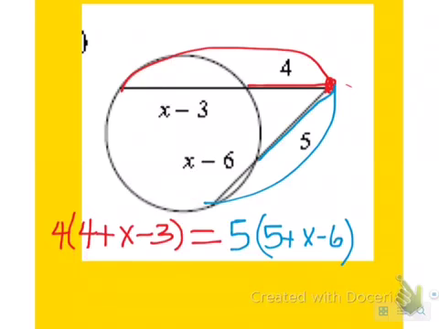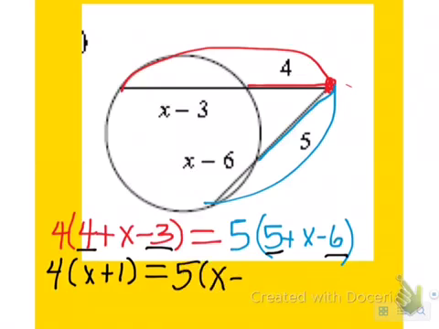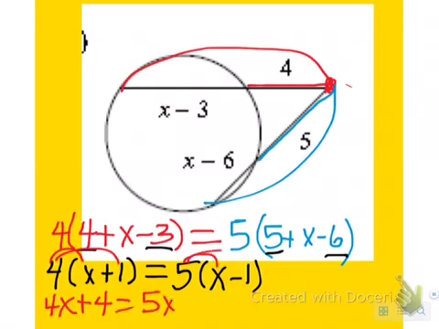Now what I need to do is combine my like terms inside my parentheses. So that's going to give me 4 times x plus 1, since 4 minus 3 is 1. If I combine my like terms over here, 5 minus 6, that's going to give me 5 times x minus 1. I need to distribute, so I'm going to distribute my 4 first. 4 times x is 4x, and 4 times 1 is 4. Same thing on the other side. 5 times x is 5x, and 5 times negative 1 is negative 5.